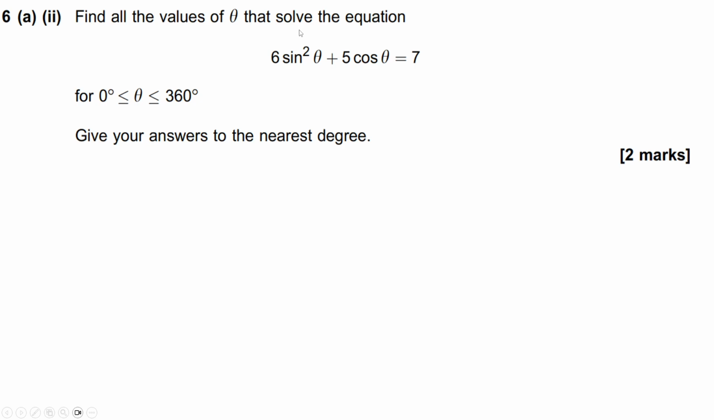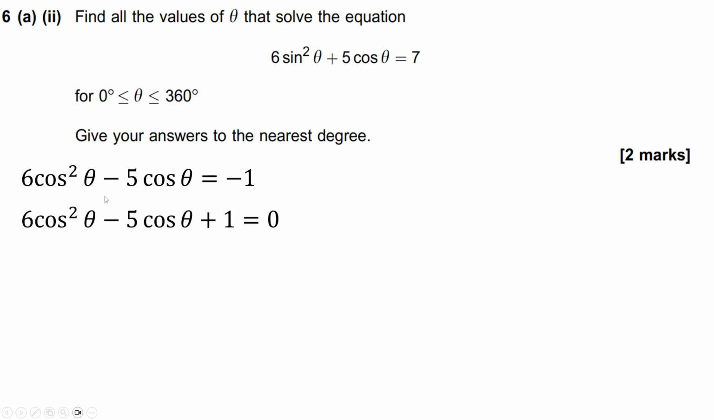Find all the values of theta that solve this equation. We got this last time by putting this into 1 minus cosine squared theta and then just expanding and collecting, and then just bring the 1 to that side there. And then this is just a quadratic. If you imagine instead of cosine theta it said x, you'd have 6x squared minus 5x plus 1.